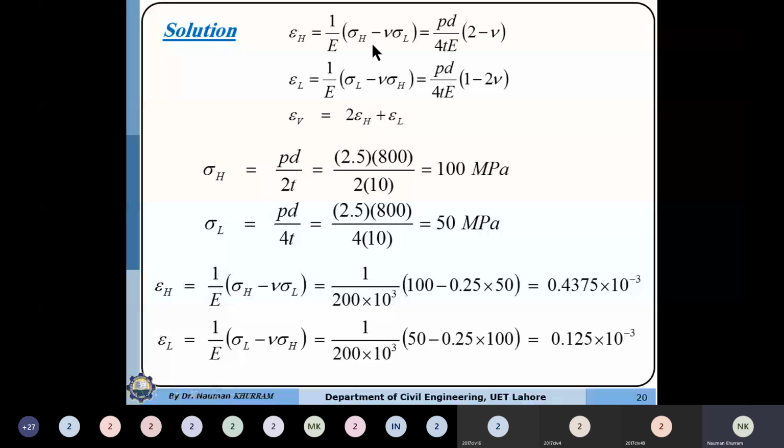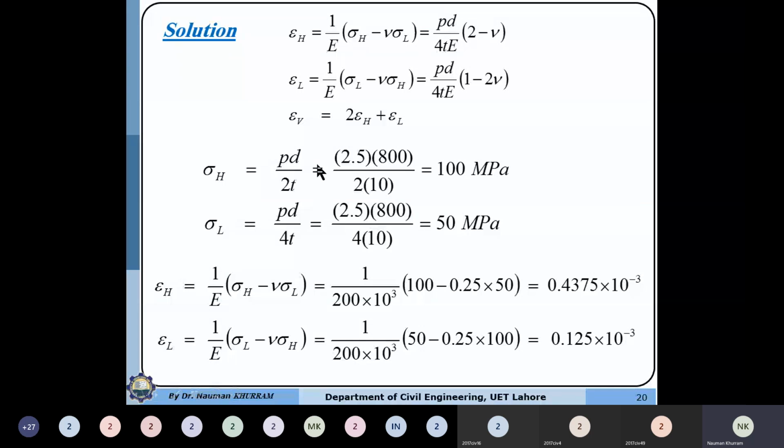So I have determined the hoop stress and longitudinal stress. The hoop stress is PD over 2t. P is 2.5, 800 is the diameter in millimeter, and 2 times the thickness is 2 into 10. This gives sigma h, which is 100. Sigma L is half of sigma h. Because no joint is given, either determine sigma L and sigma h will be 2 times sigma L, or determine sigma h and consider sigma L as half of sigma h. I have determined both, so you can use it vice versa.